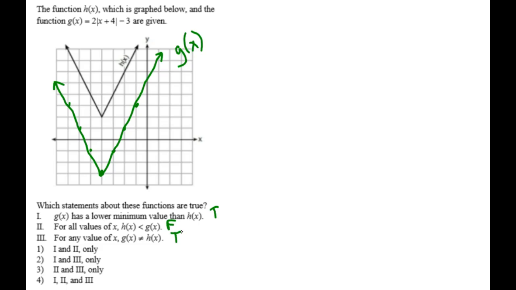So statement 1 is true, statement 3 is true. So the correct choice would be choice 2. 1 and 3 are true. Number 2 is false.